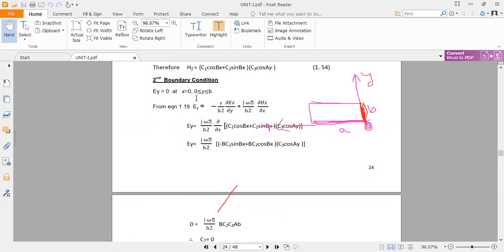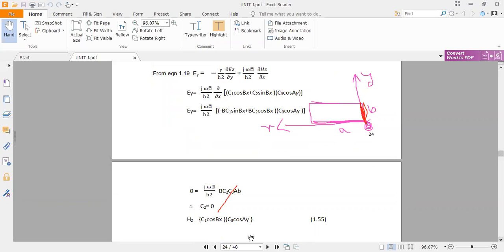After applying the boundary conditions, what you have to apply is x is equal to 0. At x equal to 0, the B C1 term gets cancelled. You are going to get B C2, and C3 cos Ay. Y is varying from 0 to b, so C2 becomes 0. So substitute C2 as 0. Hz is equal to this expression we are going to get.